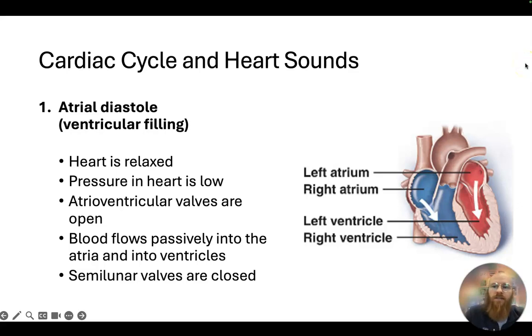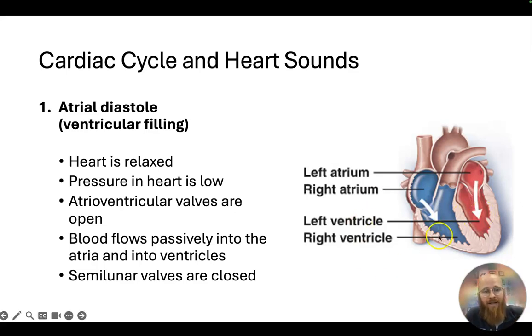All right, so step 1, atrial diastole and ventricular filling. So this is saying that the atria are relaxed and the ventricles are filling with blood. Okay, so heart's relaxed in general. Okay, so no pumping, no contraction anywhere in the heart muscle. Okay, so the pressure in the heart overall is low. Those atrioventricular valves at this point are just hanging loosely. They're open, and blood is flowing passively into the atria and into the ventricles.